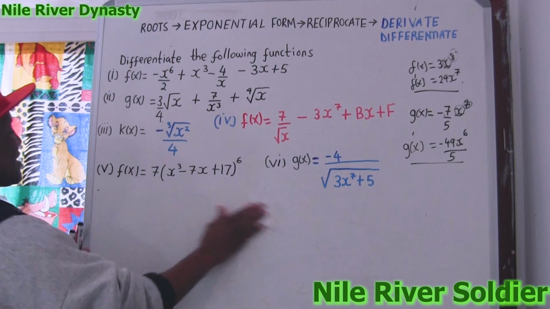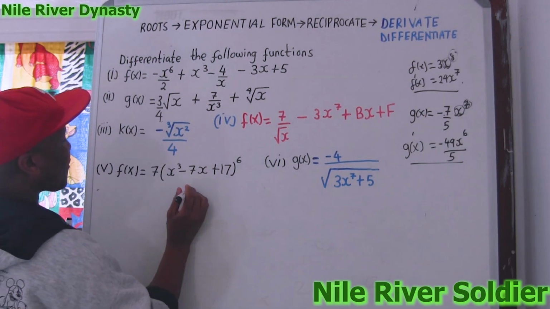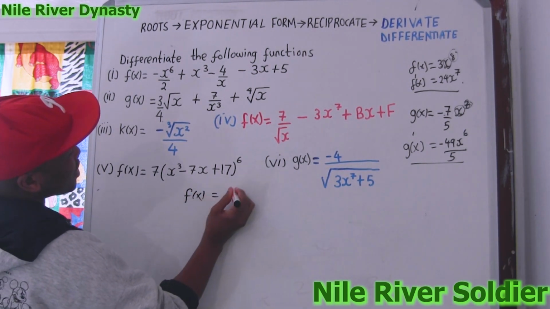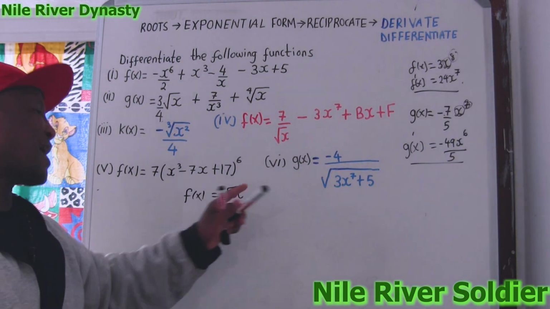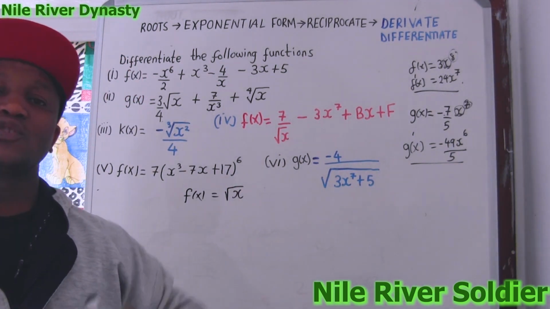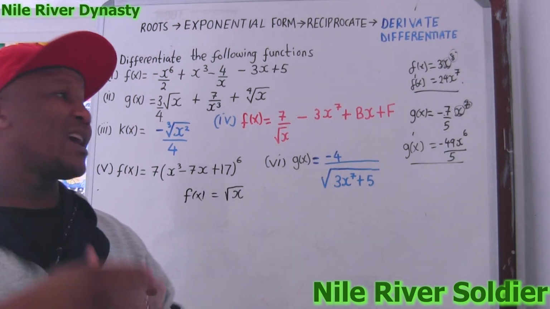So somebody gives stuff like this, for example. They say f of x equal to square root of x. So you see now, how are you going to take this to the back? You can't, because it's in the root form. So all you have to do, you have to change to exponential form.